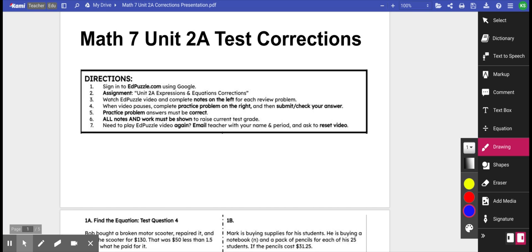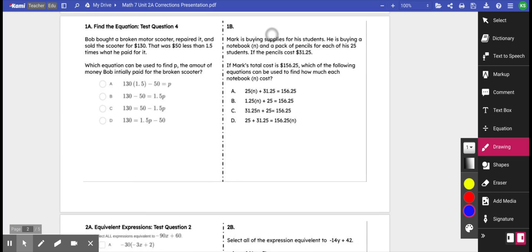So let's get started on the problems. So problem 1A, it was actually problem number 4 on your test. It's a word problem. A couple of these are word problems. It seemed like you guys struggled a little bit with the word problems. So let's go over these.